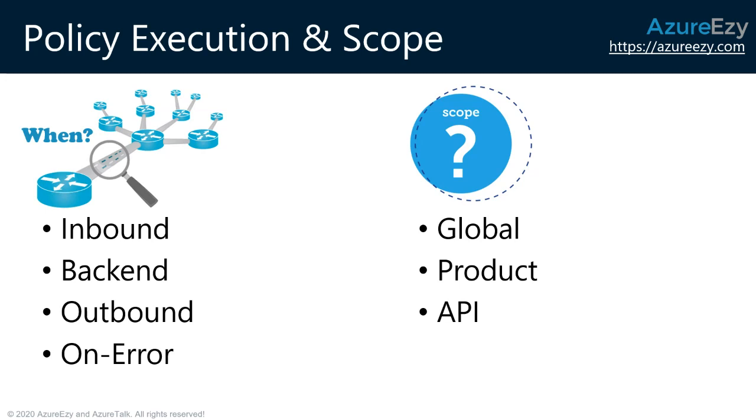That can be done when you are applying that particular rate limit policy based on the API scope, not on the product scope, and not on the global scope as well.